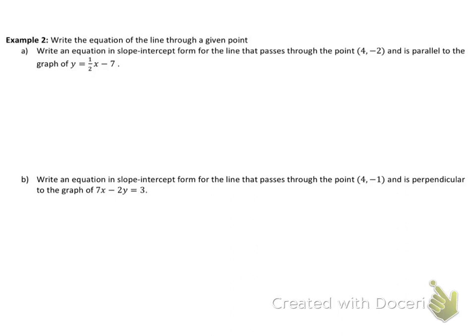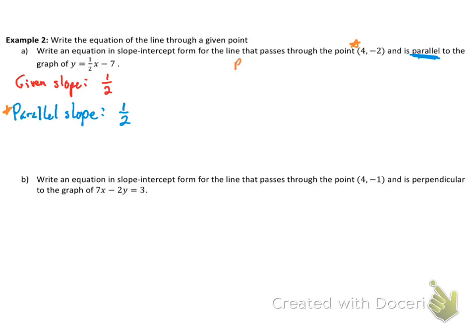that passes through the point (4, -2) and is parallel to the graph y = 1/2 x - 7. So the slope that's given to me is 1/2. If my given slope is 1/2 and I'm trying to write an equation that is parallel, then I need to figure out what the parallel slope is going to be. Remember, parallel slopes are the same, so my parallel slope is going to be 1/2. Now, in order to write this equation, I'm going to take my parallel slope and the given point and write an equation.